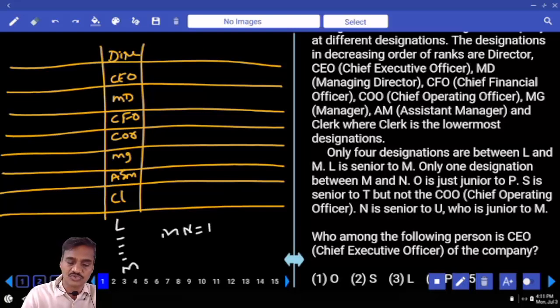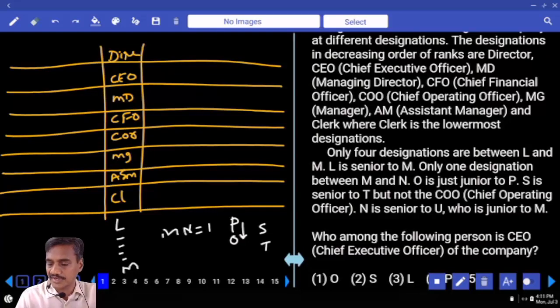O is just junior to P. S is senior to T, but not the COO. And N is senior to U. N is senior to whom? U. U is junior to M. N is senior to U, and U is junior to M. That is one piece of information.